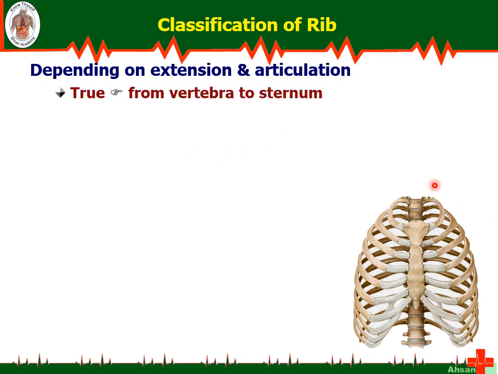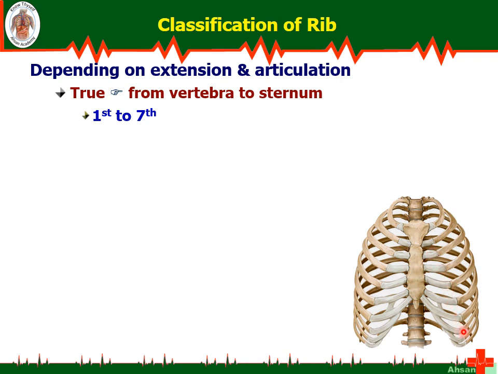They are known as true ribs. Look at this. This is the thoracic vertebra, and the ribs run from the thoracic vertebra to the costal cartilage, and via the costal cartilage are attached to the sternum. This happens for the upper 7 ribs. So these upper 7 ribs are known as true ribs. Another name is vertebrosternal ribs.